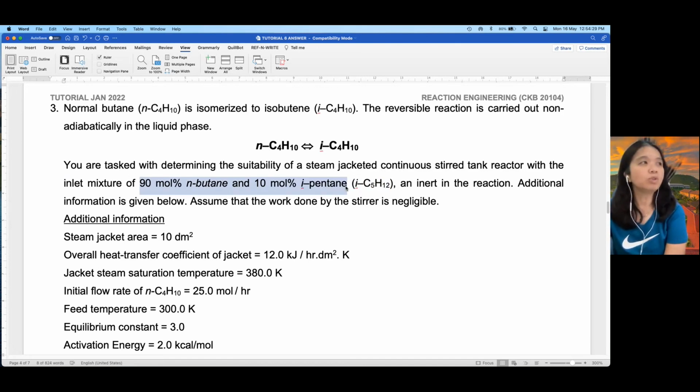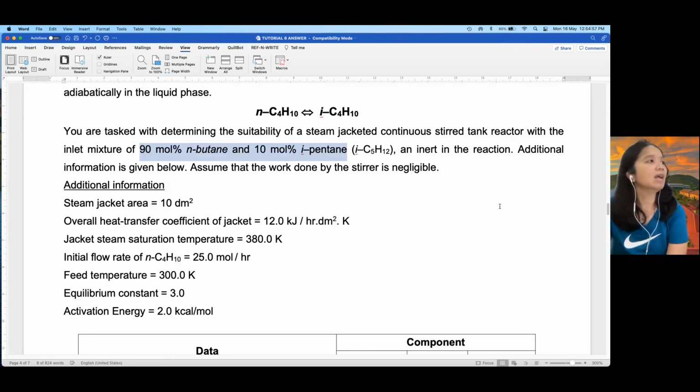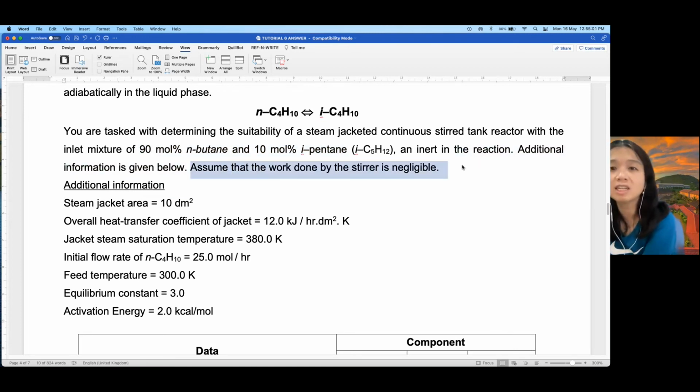So normal butane, our A, the YA0 is 0.9, and we have YI0, the mole fraction of your inert, which is isopentane, 0.10. So we have YA0, we have YI0. We do not have YB0 because initially only one reactant, one inert. We don't have B. Instead, B is now our product, which is isobutene. They say additional information given below, assume work done by stirrer is negligible. So once more, Ws is 0.